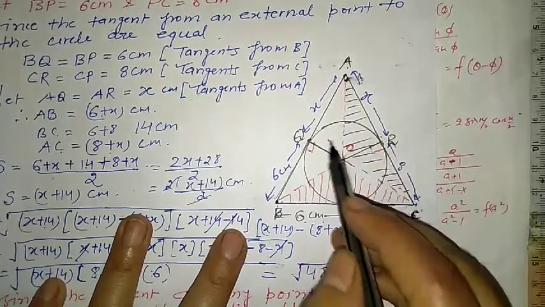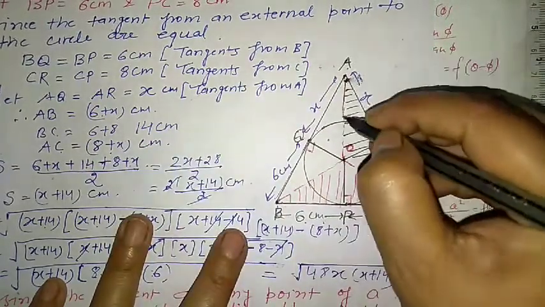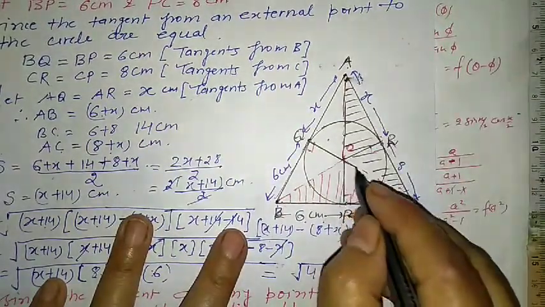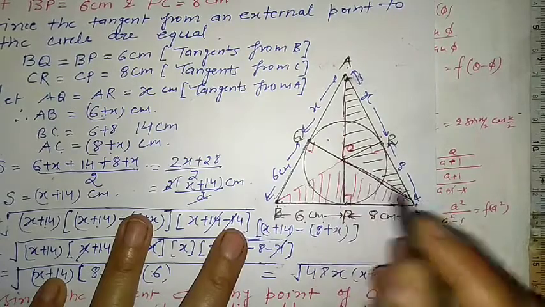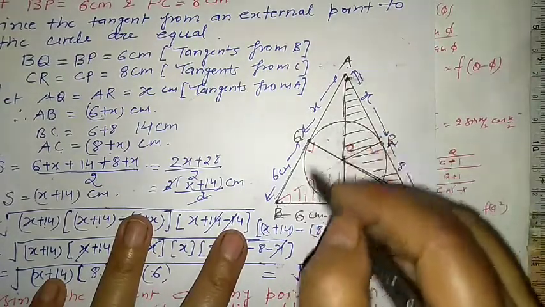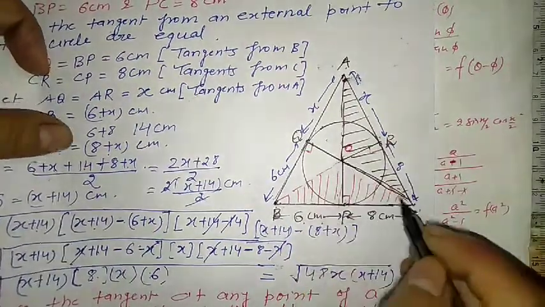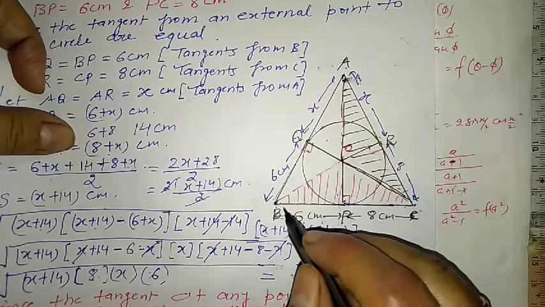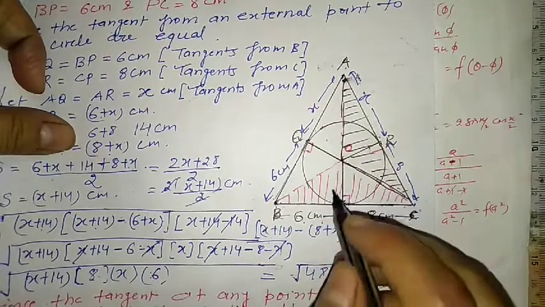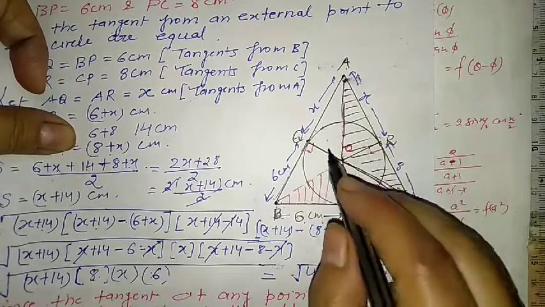And the remaining one. We are having three triangles. This one, and this red part and this triangle. All these three triangles we have. We will find their areas with the help of the formula 1 upon 2 base into height. This one and this one. And then we will add all these three.